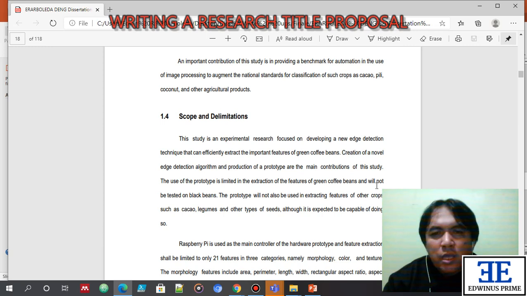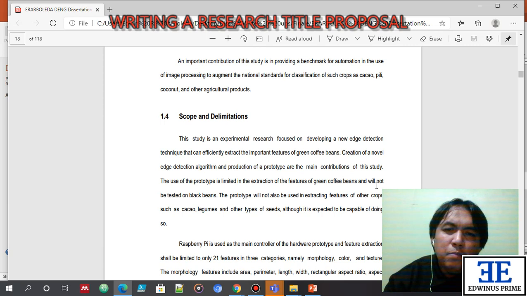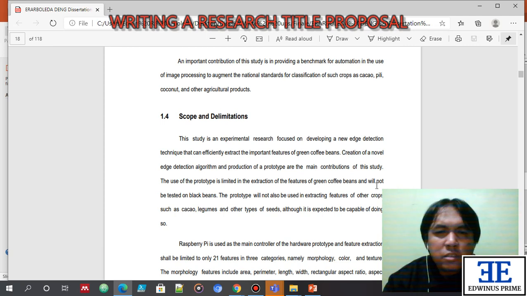I focus only on green coffee beans because adding other agricultural products means that I will devote too many hours of labor, and I might not finish my study in a 3 year period.